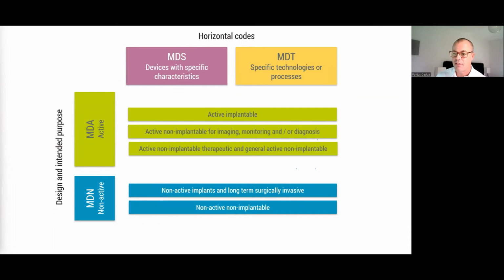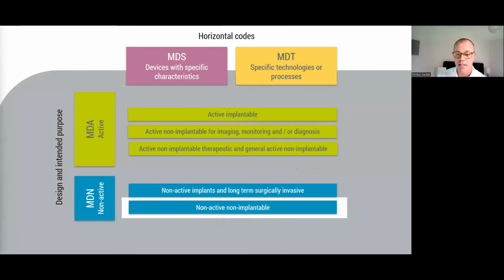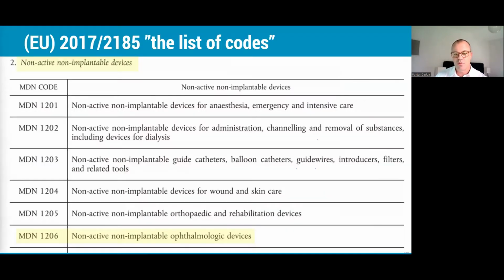For example, if you are manufacturing contact lenses, the code for those lenses would be an MDN code, since contact lenses are non-active medical devices. Furthermore, contact lenses are not intended to be implants, since you can remove them. And then we end up in the non-active, non-implantable device group. So looking into the code regulation again, under non-active, non-implantable devices, we find code MDN 1206, non-active, non-implantable ophthalmologic devices. And this is the applicable code for contact lenses. So if that is your case, I have already solved it for you.